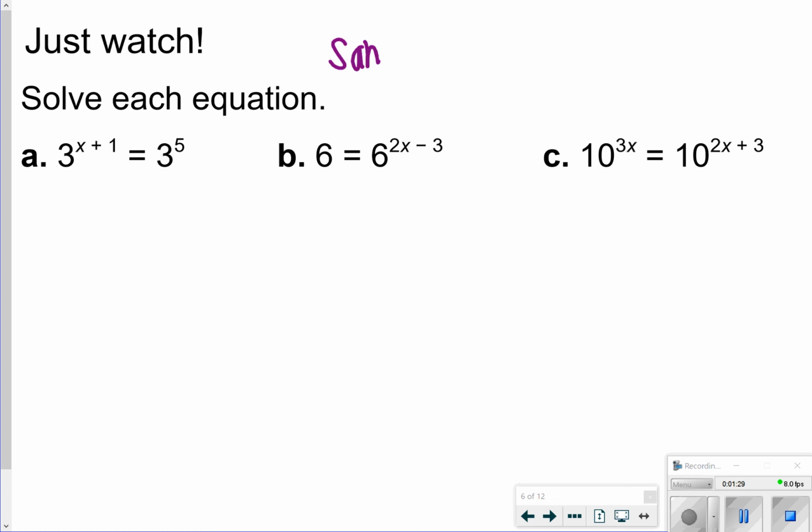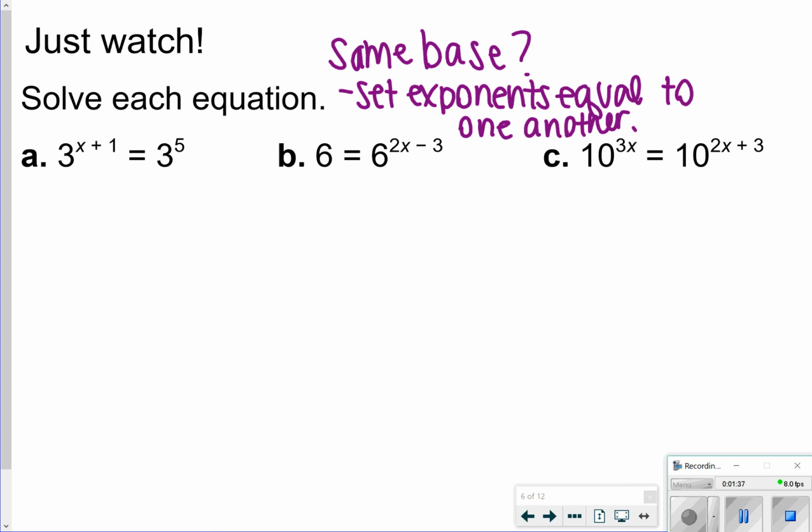So for these, all you're essentially doing is just making sure first, do they have the same base? And it looks like all a, b, and c do have the same base, so what I can do is set exponents equal to one another. So that's exactly what I'm going to do here.